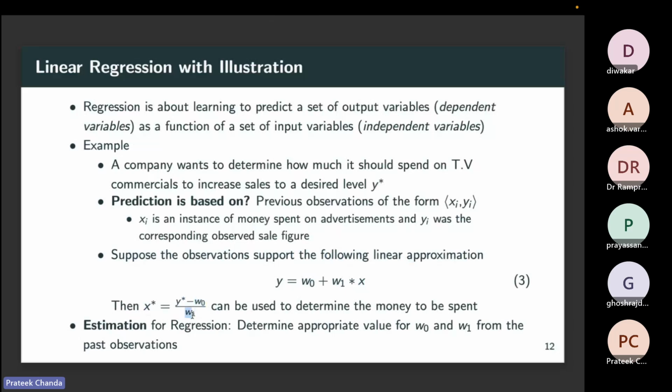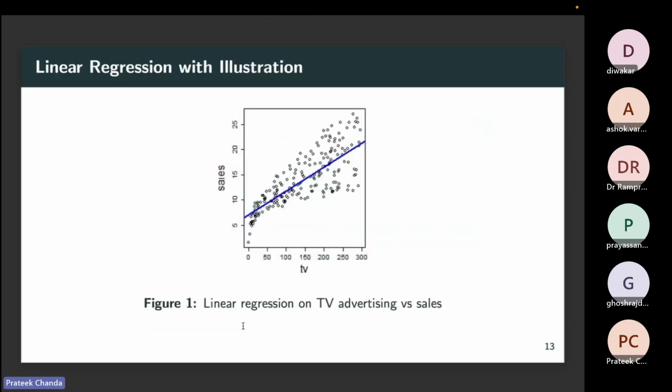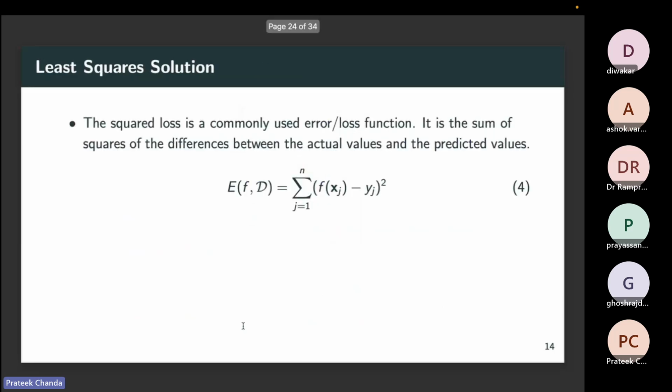What is the optimal value of w0 and w1? We need to find those values based on minimizing the error loss on the previous observations. Think of it like this: I have previous observations, and I want to fit a straight line that can act as a predictor for future values. So we use the least squares, the squared loss function, which we saw previously, for n training instances.